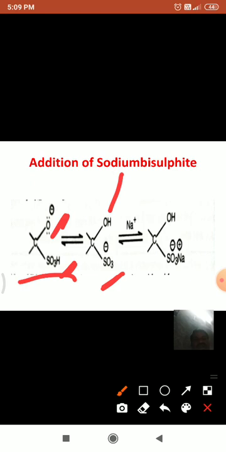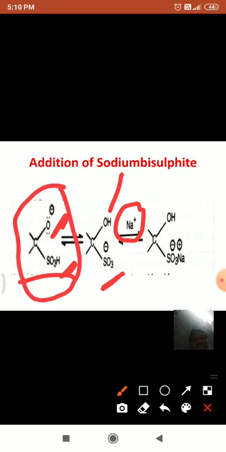Then the negative group is neutralized by this Na plus to give the final product. In this intermediate state, which has a negative charge on oxygen, some rearrangement takes place. The hydrogen from this SO3H group goes to oxygen and is converted into OH, and this SO3 becomes SO3 minus, which is neutralized by this Na plus ion. It forms the bisulfite addition product.